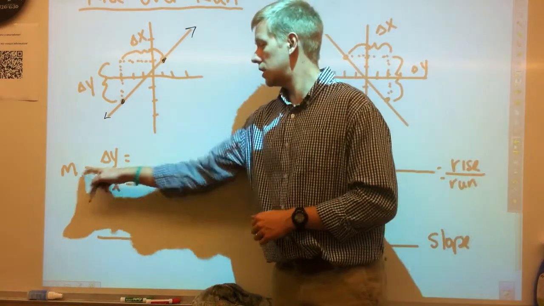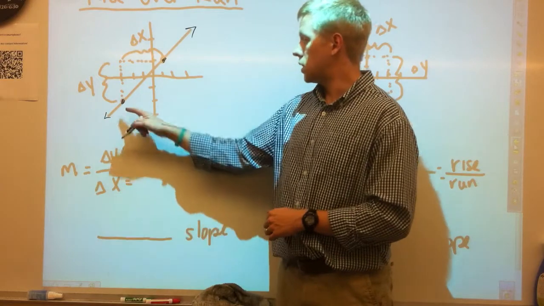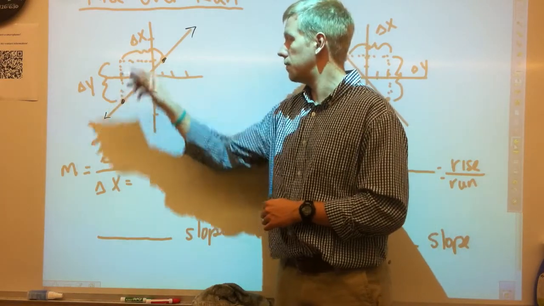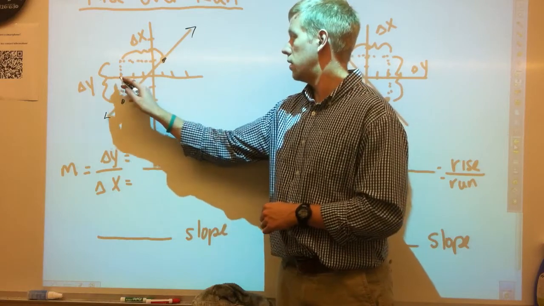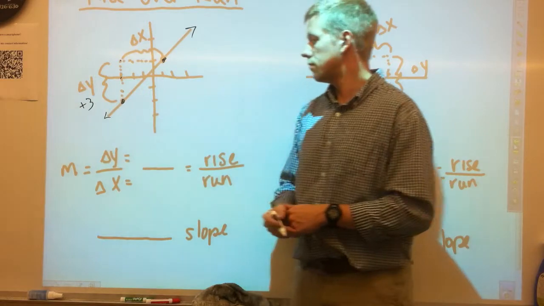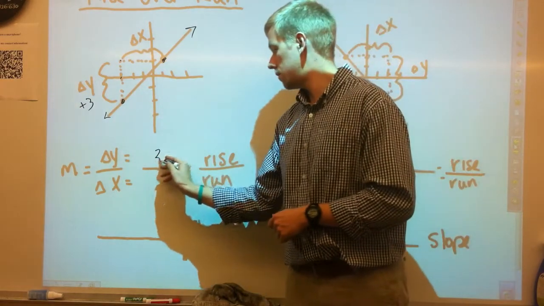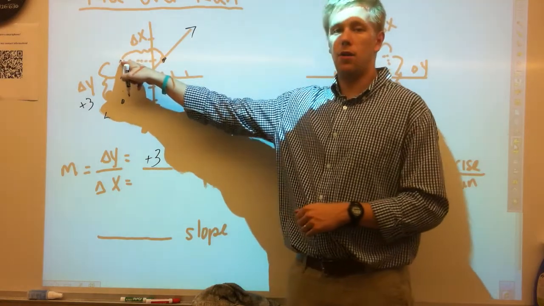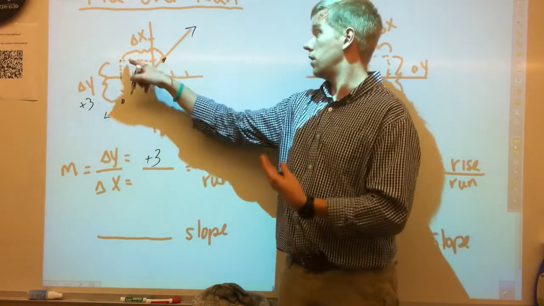So again, my slope is the change in y over the change in x. So I need to go from this point to that point, and I'm going to count the change in the y value. So I'm going to count, going up 1, 2, 3. So I went up 3. That's my change in my y. Positive 3.